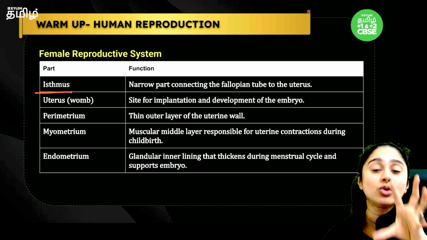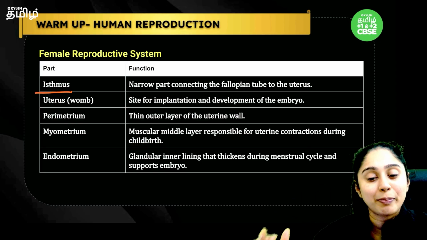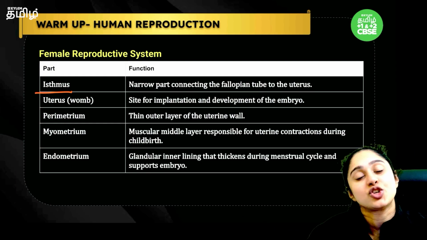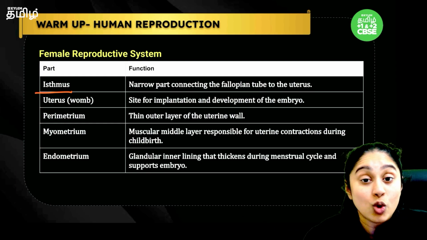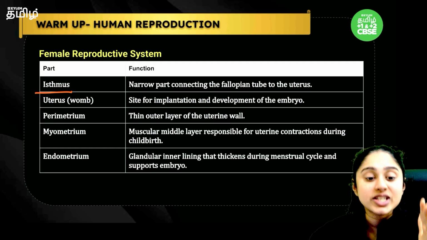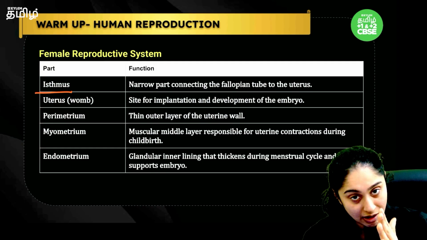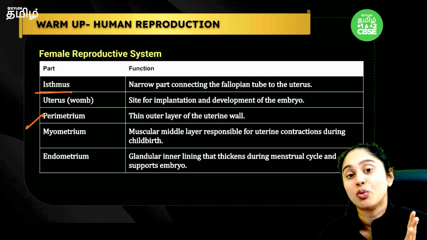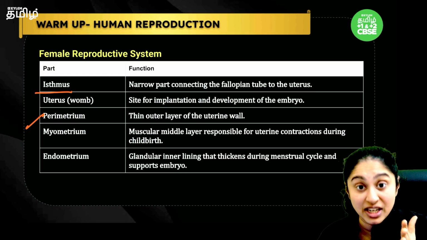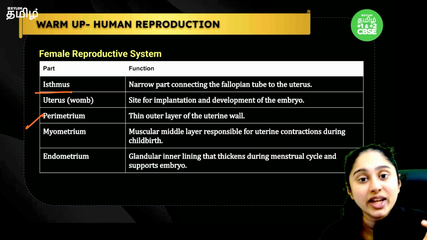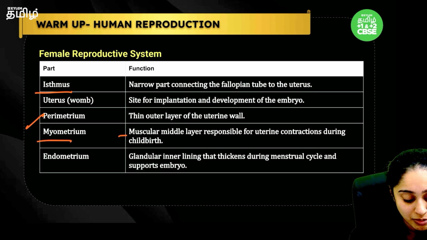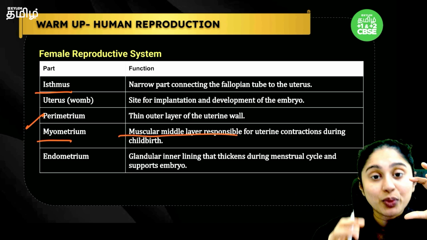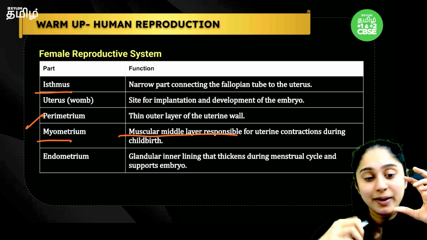Alright, now the uterus is nothing but an inverted pear-shaped, sac-like structure. This is where implantation will take place and this is where the embryo will grow. Now the uterus has three important layers. Firstly, we have the perimetrium, which is the thin outer wall, a covering to the uterus. Then in between we have a thick myometrium, which is a smooth muscle layer. This is what will induce contractions and help in childbirth.